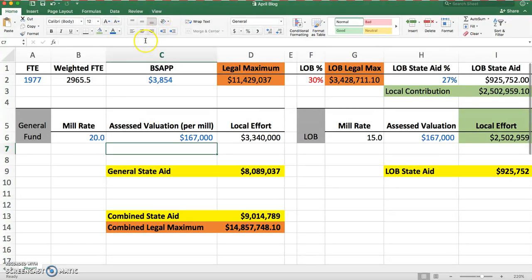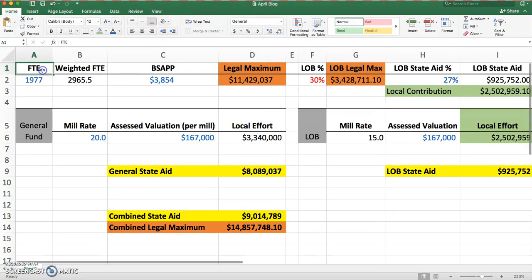I've used El Dorado data as much as humanly possible here. Our FTE for this year was 1977, so really quickly we'll run through what each calculation means. The weighted FTE, which I believe we'll still use, simply takes all the weightings into consideration. So I've just taken ours times 1.5 for simplicity's sake. I've plugged in the base state aid per pupil as it stood prior to block grants, 3854, and I get this legal maximum. This number is extremely important.